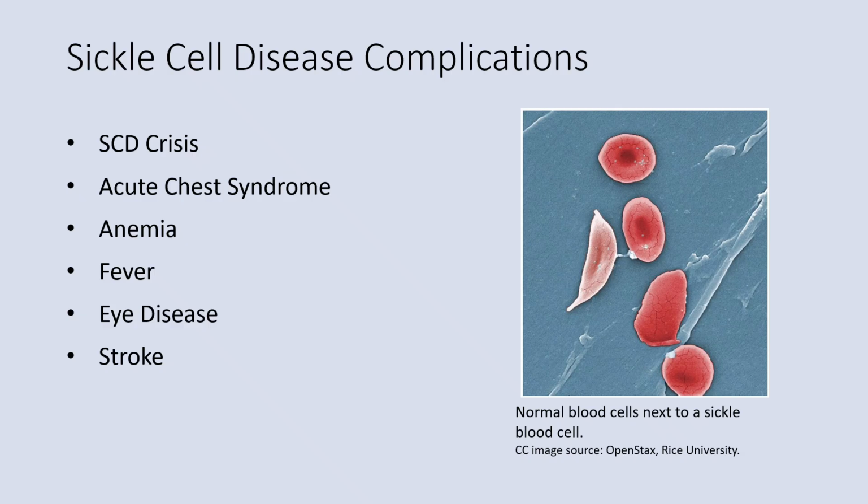Since the sickled red blood cells die early, this can lead to a condition called anemia. Anemia occurs when there's not enough healthy red blood cells to carry oxygen throughout the body. When a person has anemia, they might feel tired, tachycardic, and dyspneic.